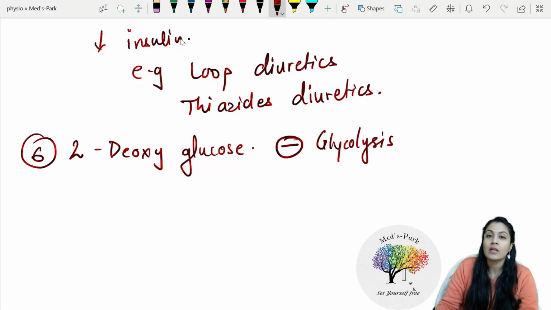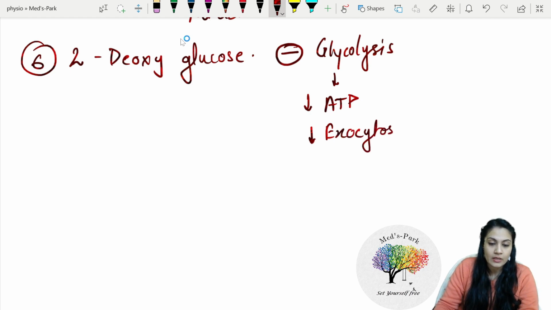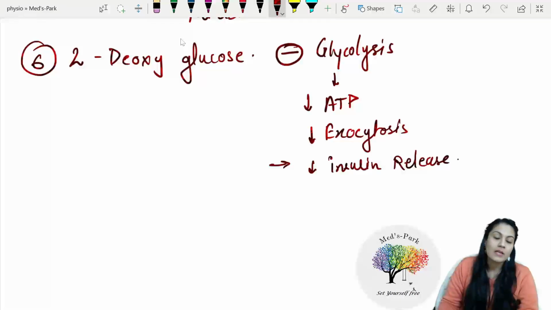It will inhibit the glycolysis. If the glycolysis is less, definitely the ATP will be less, and if less ATP is generated inside the cell, there will be less opening of the calcium channel, less exocytosis, and less insulin release. So I can say that the net result will be less insulin release. So these are the factors which inhibit insulin secretion.